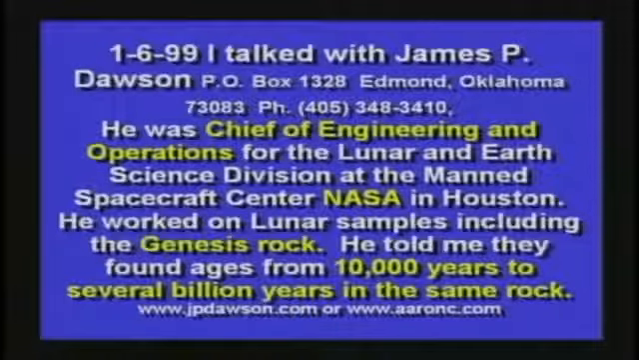There's his phone number. He was Chief of Engineering and Operations for the Lunar and Earth Science Division of the Manned Spacecraft Center in NASA in Houston. He worked on lunar samples, including the Genesis rock. He told me they found ages from 10,000 years to several billion in the same rock. His website, jpdawson.com. How can one rock be 10,000 years old and several billion years old at the same time?